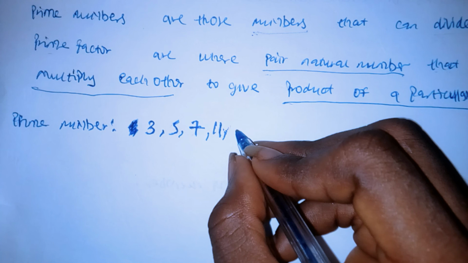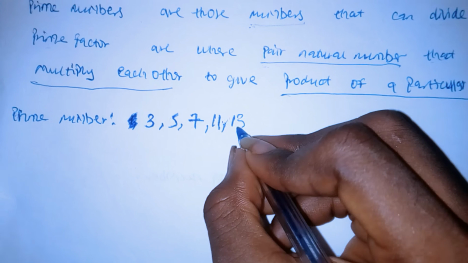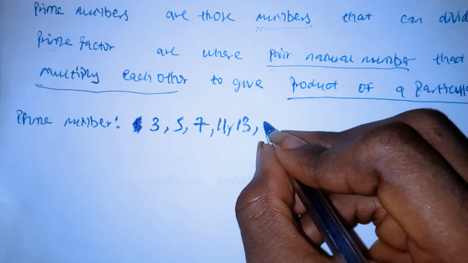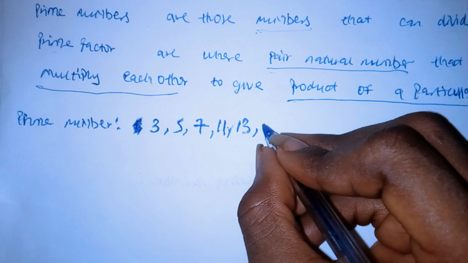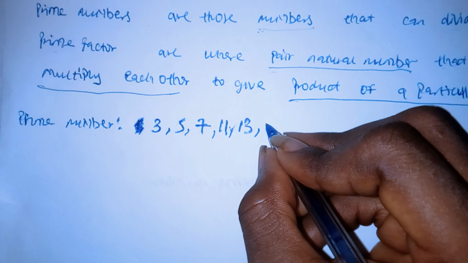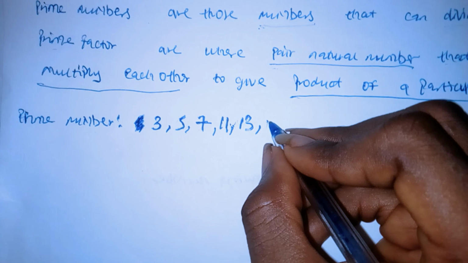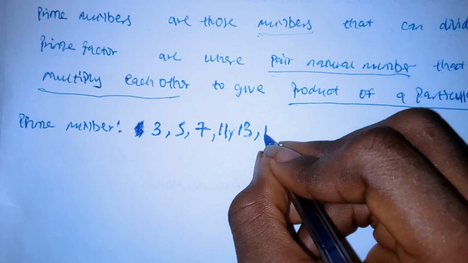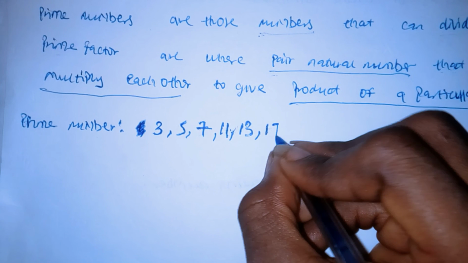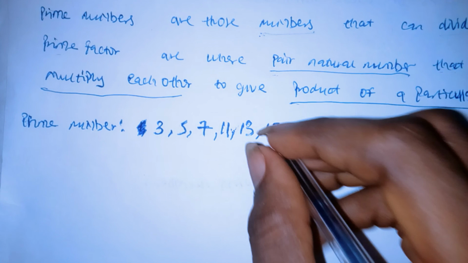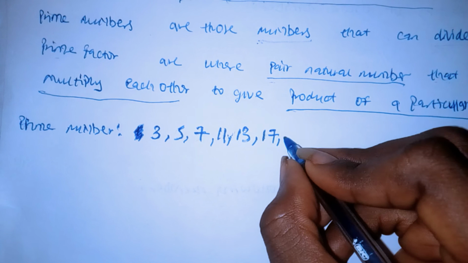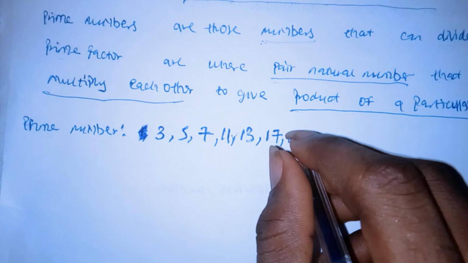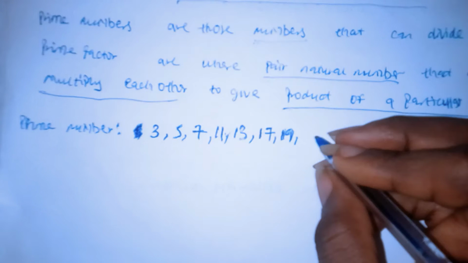12 can be divided by 6 and 2. And 13 can be divided by itself only. 14 can be divided by 2 and 7. 15 can be divided by 3 and 5. 16 can be divided by 2, 4, and 8. 17 cannot be divided by any other number, only itself and 1. 19 cannot be divided by any other number but itself and 1. 18 can be divided by 2 and 9. 20 can be divided by 2, 10, 5, and 4.